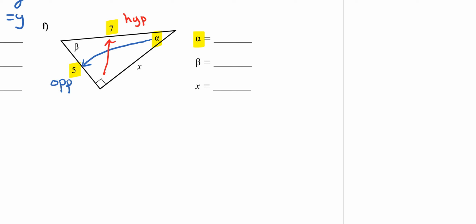Okay, so which trig function uses the opposite and the hypotenuse? Well, that will be the sine function, right? Sine uses opposite and the hypotenuse. So setting up my sine ratio would be sine of angle A, so sine A, and that would equal to the opposite, which is going to be 5, divided by the hypotenuse, and that's going to be 7.